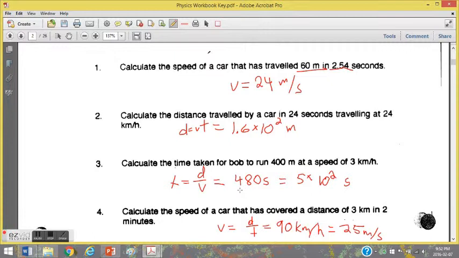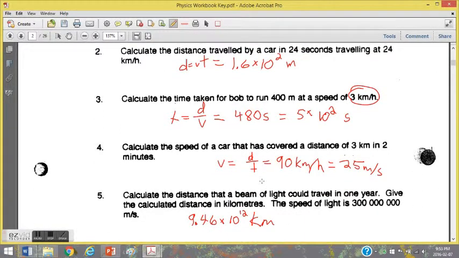Now this one here, T is equal to D over V. We have to change kilometers per hour into meters per second. It works out to 480 seconds on the calculator. If we're concerning ourselves with significant digits, it would be 5 times 10 to the 2, because this would round up to essentially 500. In reality, on a test, I'm not going to give you questions like this one, but that would be what you would do given this one significant digit.